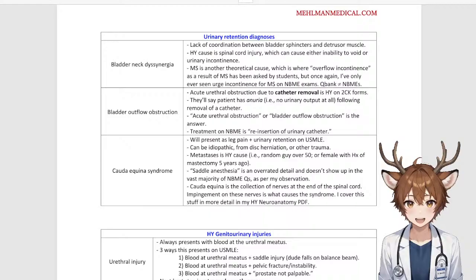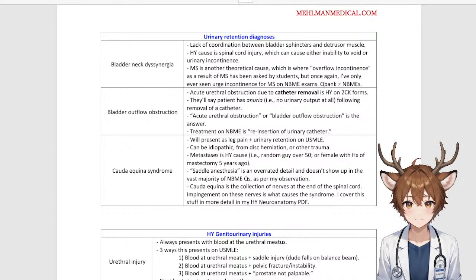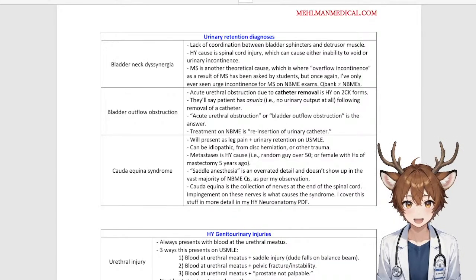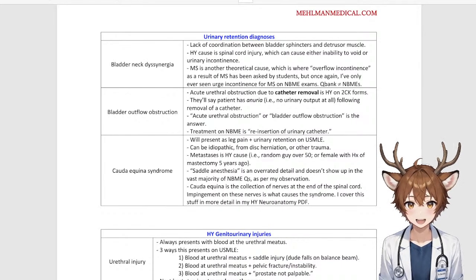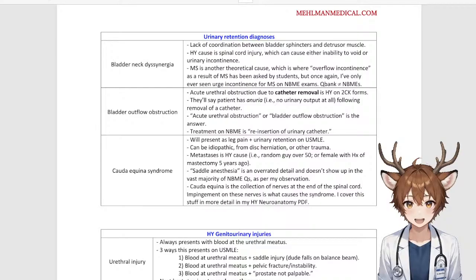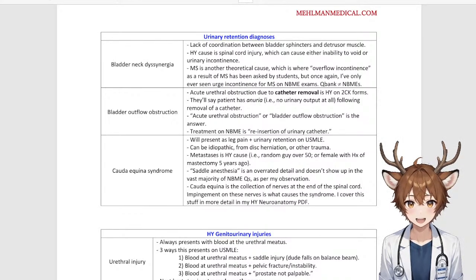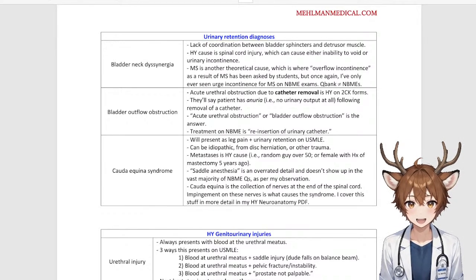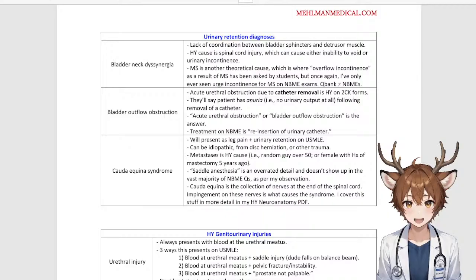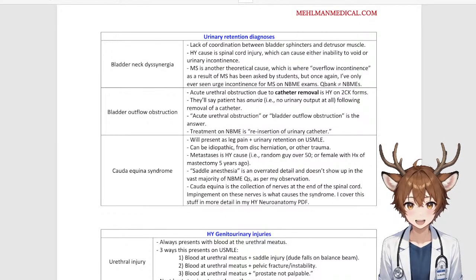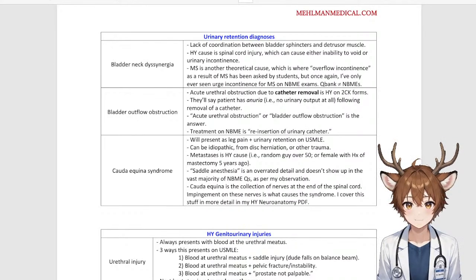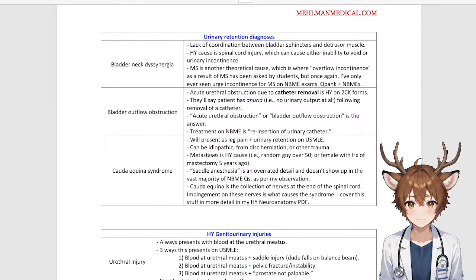Okay, let us get back into it. Urinary retention diagnoses. Bladder neck dyssynergia: lack of coordination between the bladder sphincters and detrusor muscle. High yield cause is spinal cord injury, which can cause either inability to void or urinary incontinence. Multiple sclerosis is another theoretical cause, where overflow incontinence as a result of MS has been asked by students. But once again, I've only seen urge incontinence for MS on NBME exams. Q-bank and NBMEs are not the same thing.